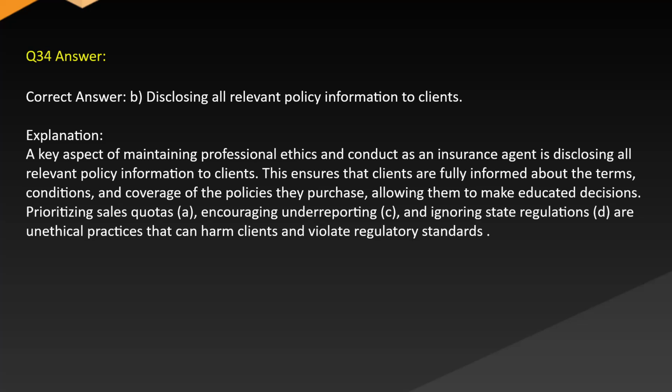Explanation: A key aspect of maintaining professional ethics and conduct as an insurance agent is disclosing all relevant policy information to clients. This ensures that clients are fully informed about the terms, conditions, and coverage of the policies they purchase, allowing them to make educated decisions. Prioritizing sales quotas (A), encouraging underreporting (C), and ignoring state regulations (D) are unethical practices that can harm clients and violate regulatory standards.